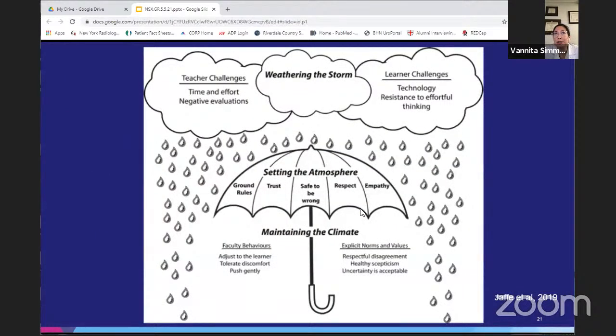So I wanted to show this picture, which is a review from Expert Teachers published in 2019 by Jaff et al. And it's a different way to express how we as teachers can establish a learning climate. And I like this because there's a nice umbrella and we're setting the atmosphere. Some things that you can see in the picture are ground rules, trust, a safe space to be wrong, and showing respect and empathy. The storm clouds are just a different depiction of the challenges and barriers that we have discussed earlier.